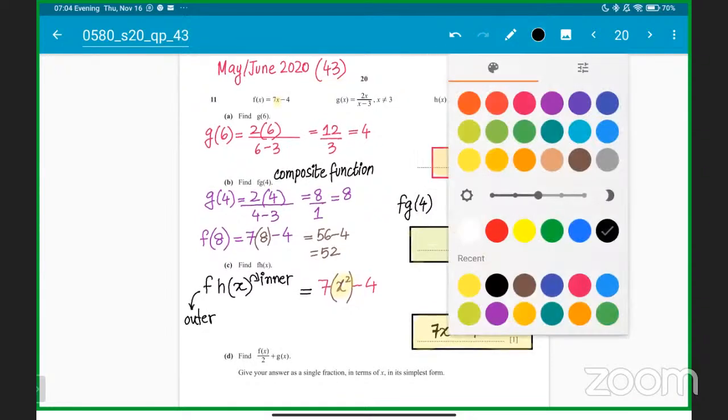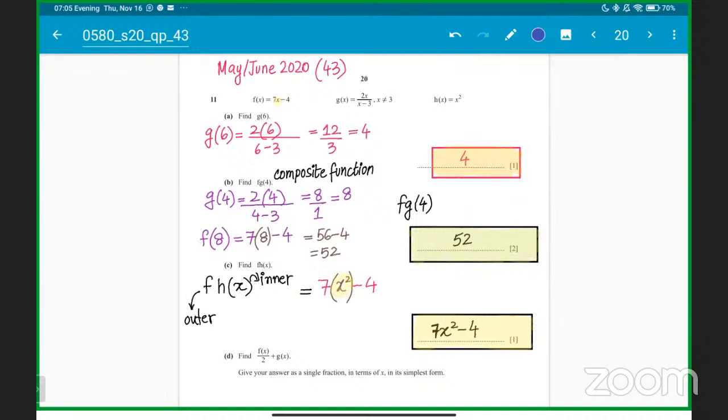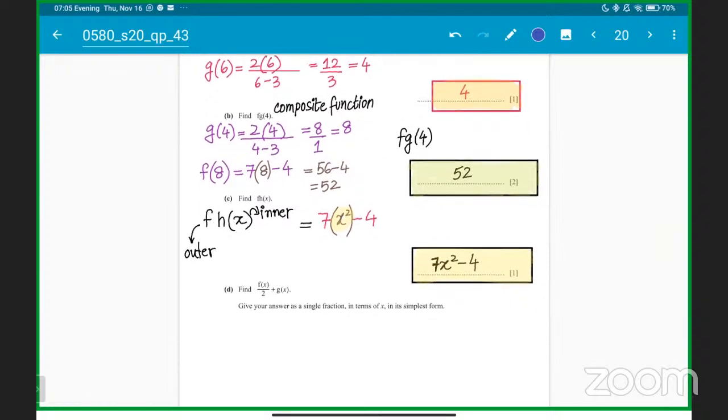Understand the importance, students. We have to find fh(x) here. If it was the opposite, hf(x), it would have been different. If it was the composite function hf(x), then the answer would have been 100% different. It cannot be the same, okay? Got it, everyone? Clear? Following? Yes, sir. So this is very important.